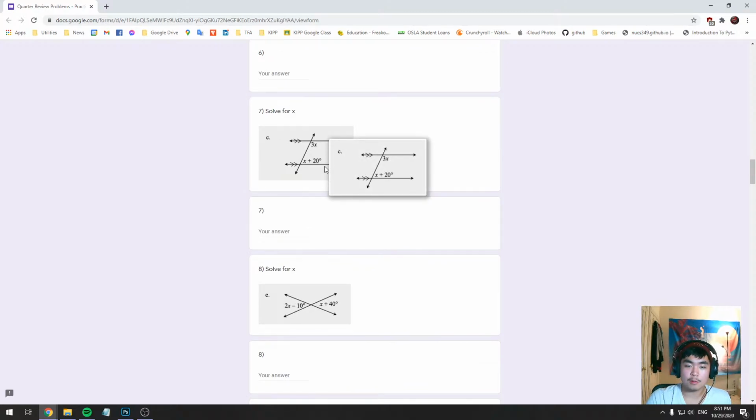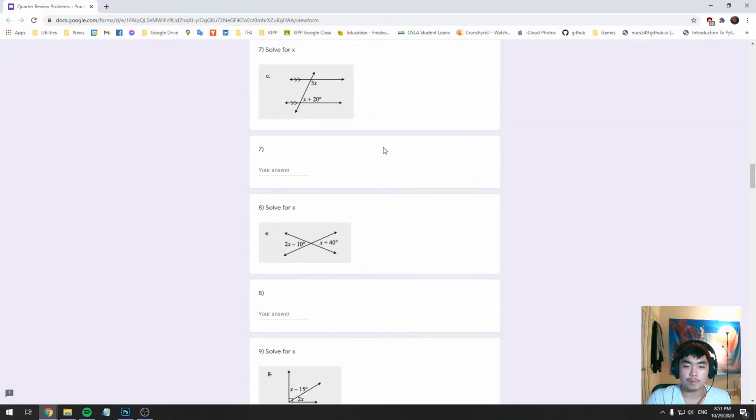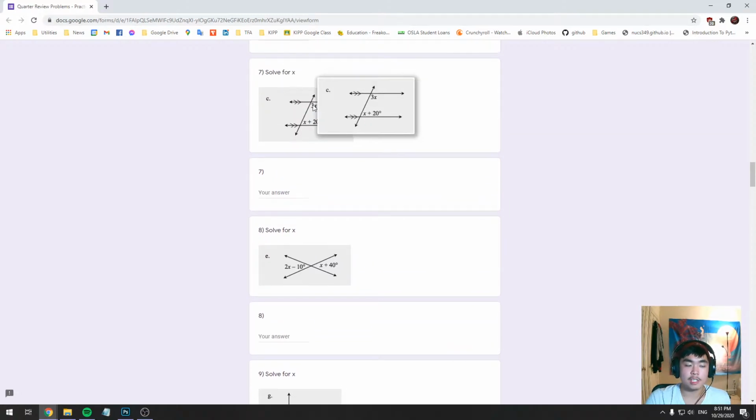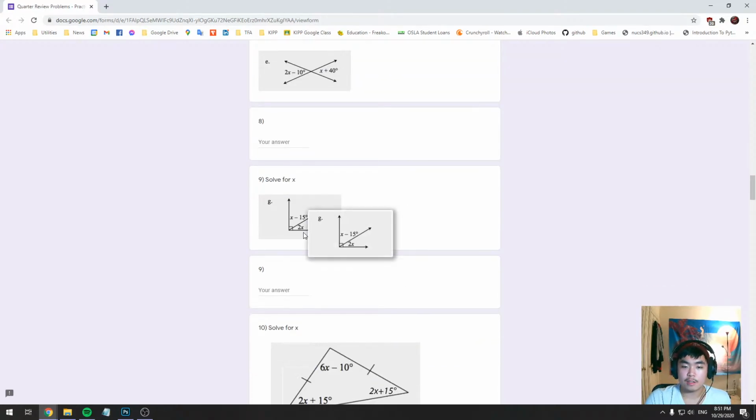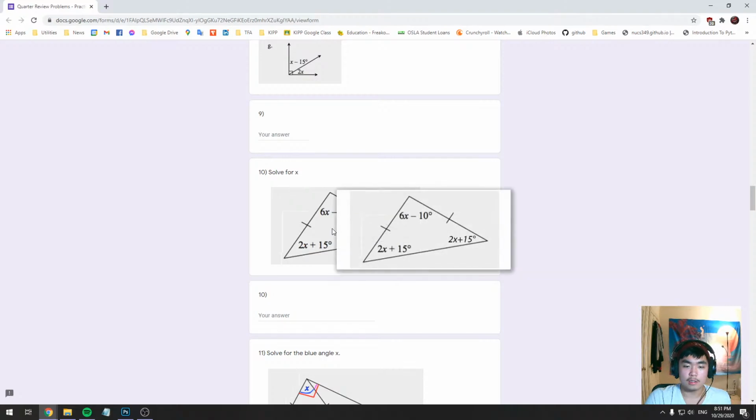This one we just did. They are supplementary. They add up to 180. These are also called consecutive interior angles. These ones are opposite, so they're equal. This one, they add up to 90, so you're going to add them together to get 90 instead of 180. This one, the 3 angles add up to 180 because they're in a triangle.